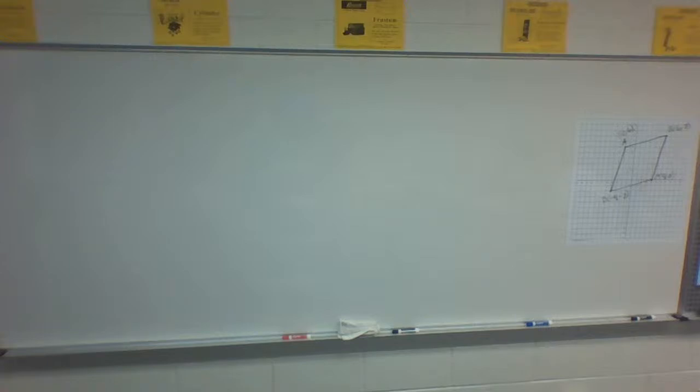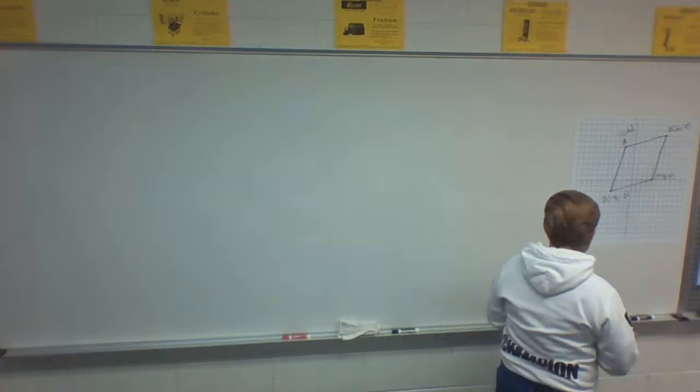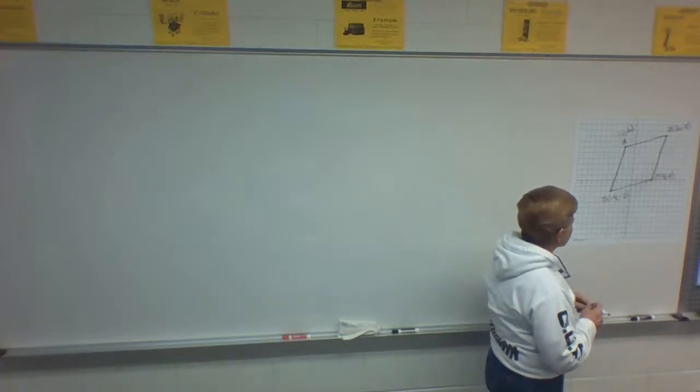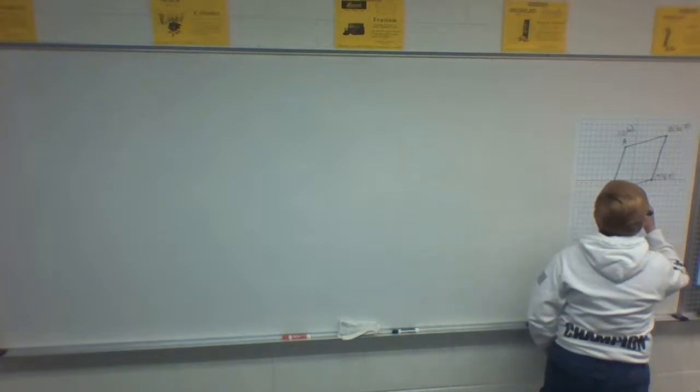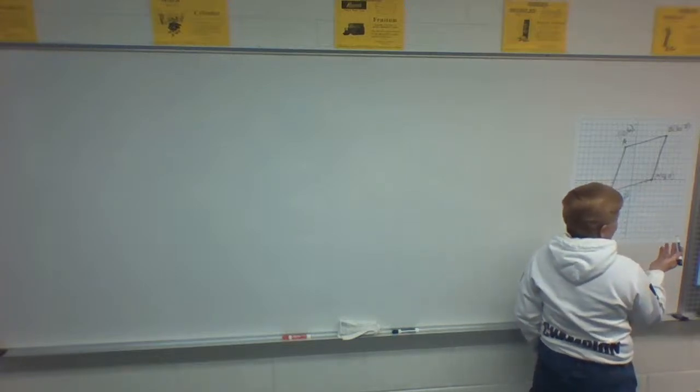So decide whether parallelogram ABCD with these vertices is a rectangle, a rhombus, or a square. Give all names that apply. You don't have to do a proof here. You just have to decide. So first question might be, is the thing a rhombus? Here's how I would decide. To make it a rhombus, all the sides have to be equal, right?